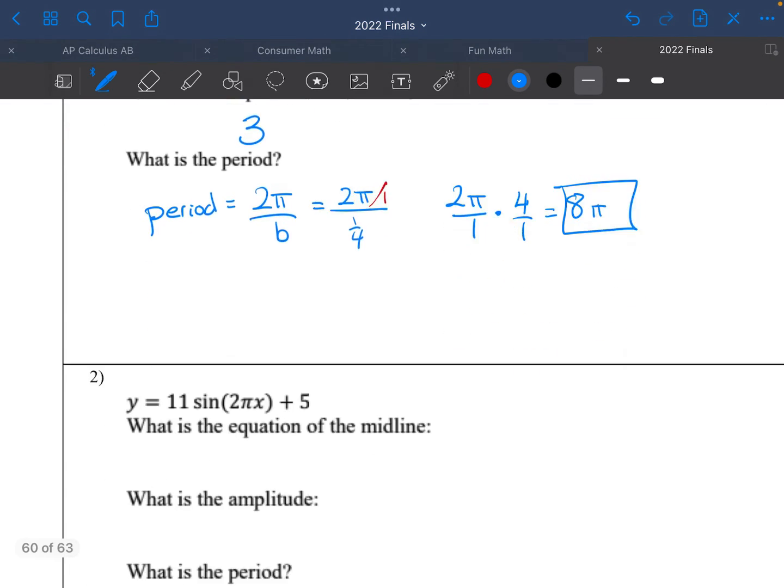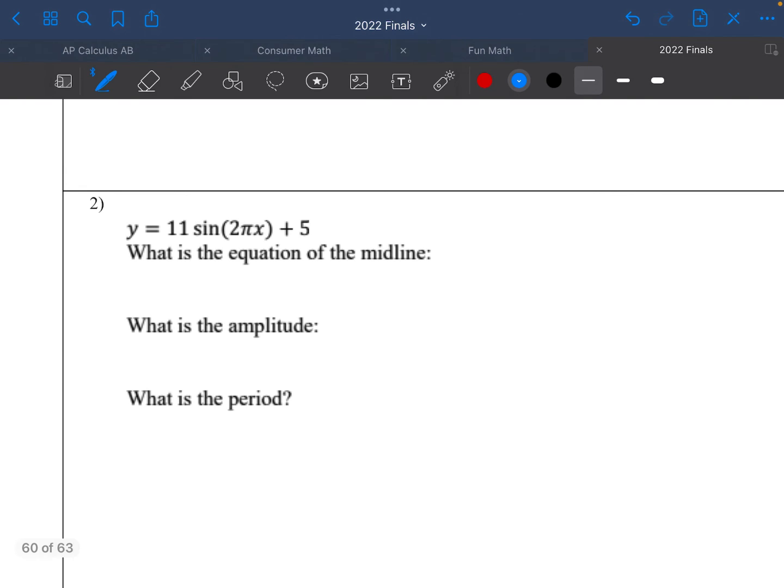And exact same thing for number 2. Equation of the midline. Midline will always be y equals, and then it's going to be this number down here. It's going to be 5. Amplitude is going to be this number just down here. It's going to be 11.